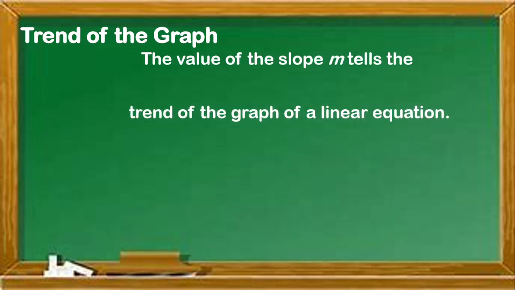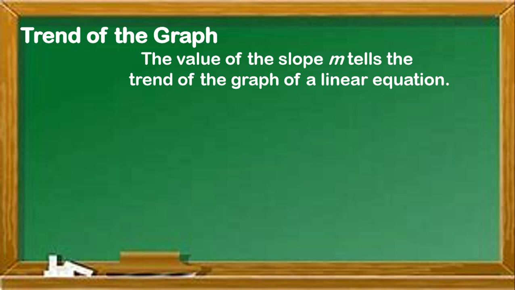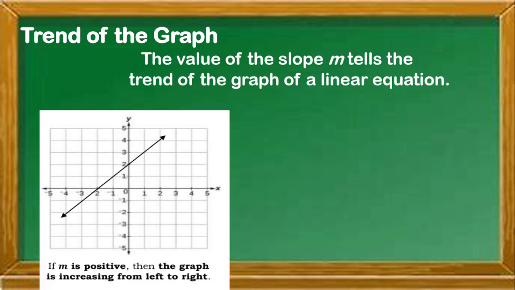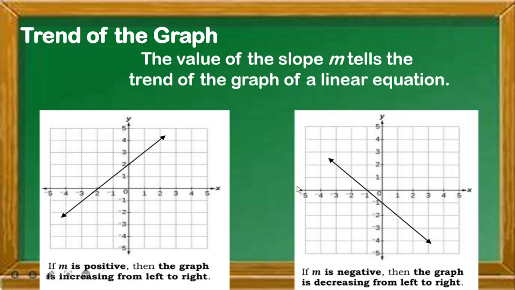Next, the trend of the graph. The value of the slope m tells the trend of the graph of a linear equation. So, here is the example. If m, or the slope, is positive, then the graph is increasing from left to right. And the other one, if m, or the slope, is negative, the graph is decreasing from left to right.